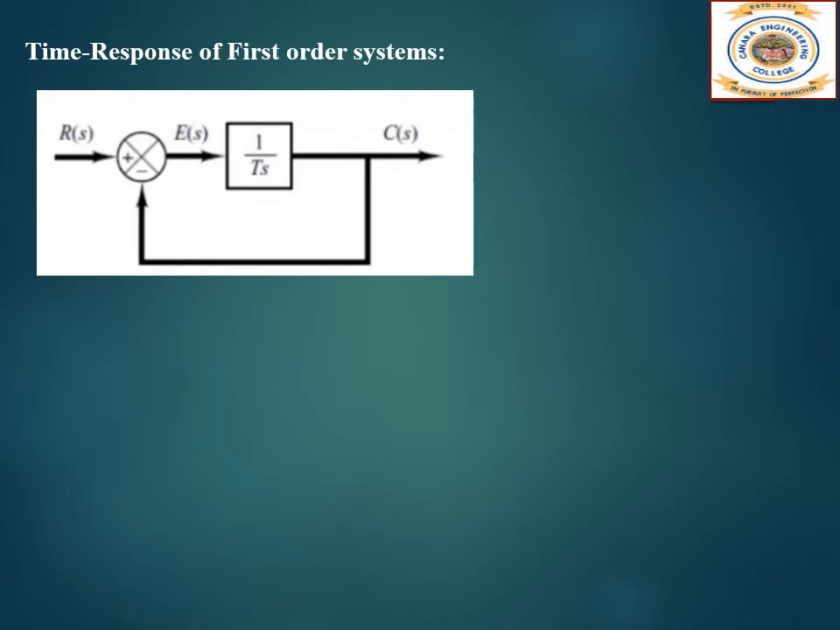The order of the system. What is meant by the order of the system? Order of the system means the number of closed loop poles.